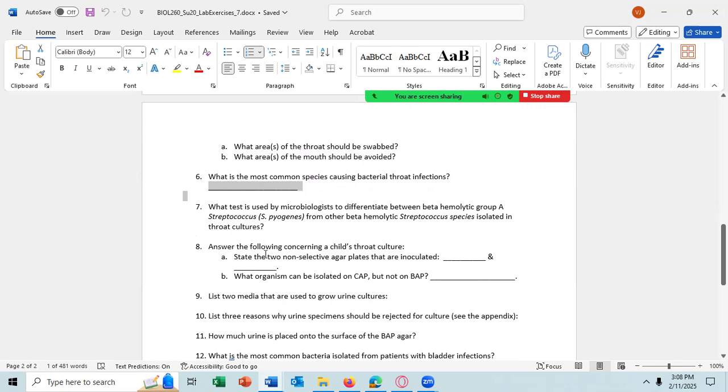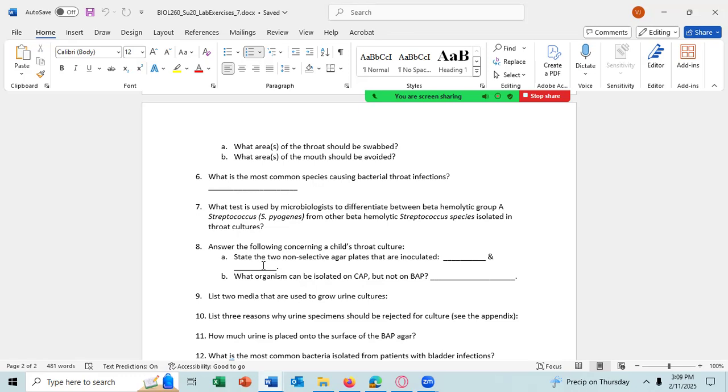8. Answer the following concerning a child's throat culture. 8a, state the two non-selective agar plates that are inoculated, right here and right there. And if you go and use an AI to get your answer, it may be wrong because you have to list an answer that is talked about in this lab module.